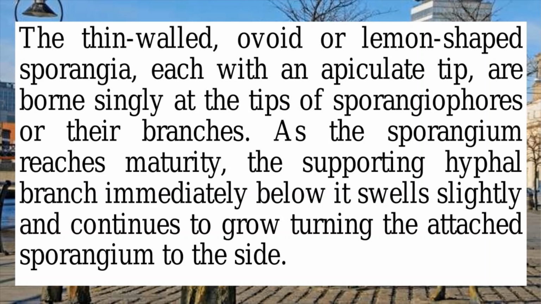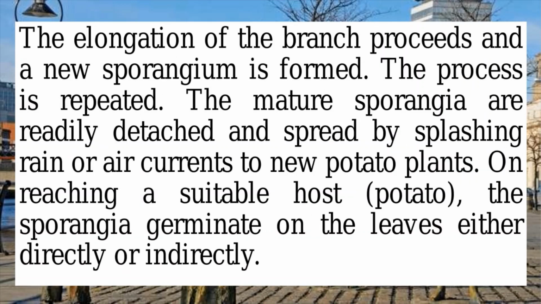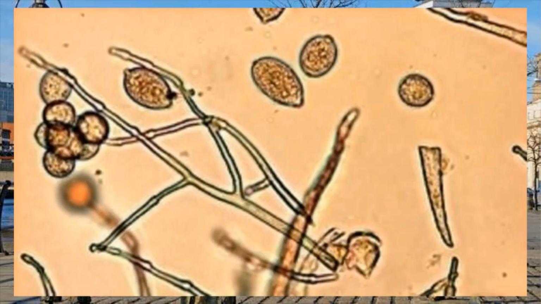If one sporangium is released, the next sporangium is ready to be developed on the same sporangiophore. Elongation of the branch proceeds and a new sporangium is produced repeatedly. That is how the disease can spread. These sporangia, as I mentioned earlier, can either germinate directly or indirectly.